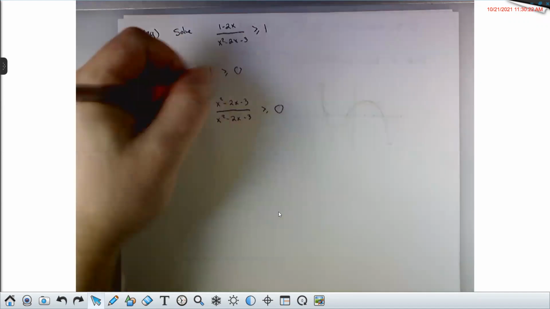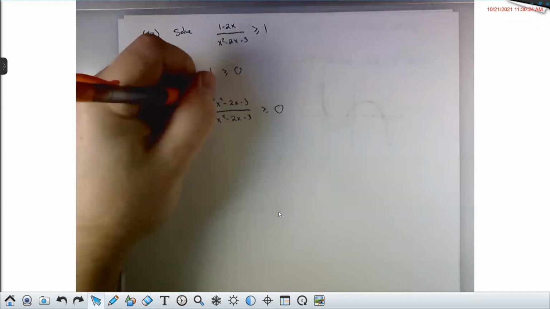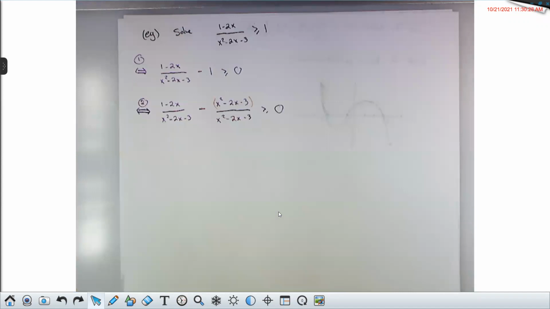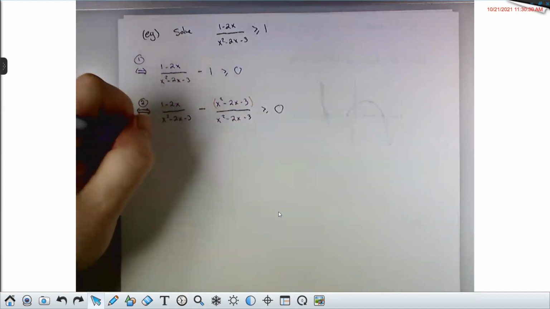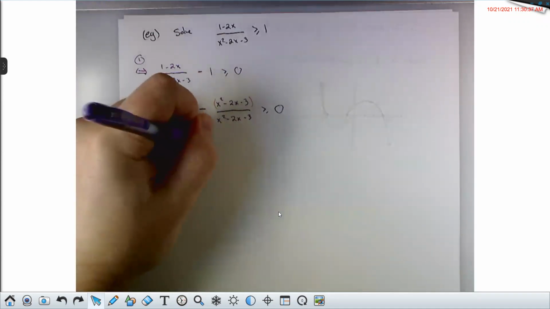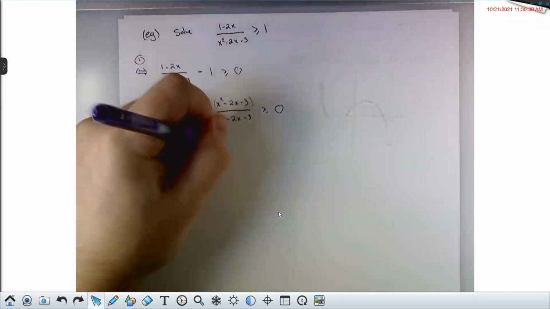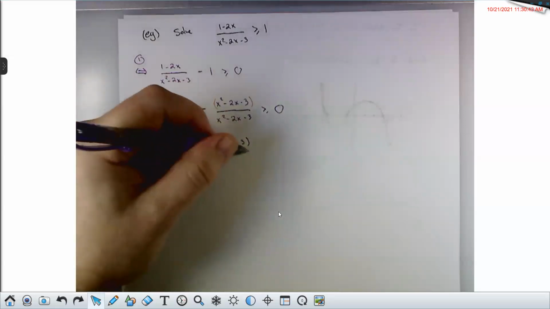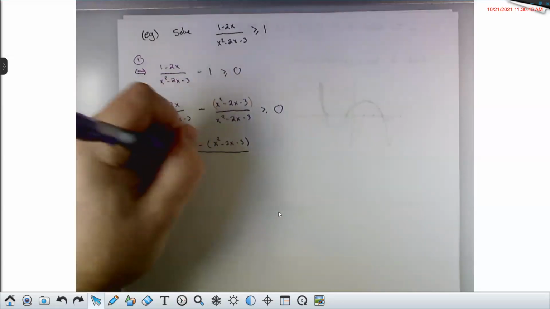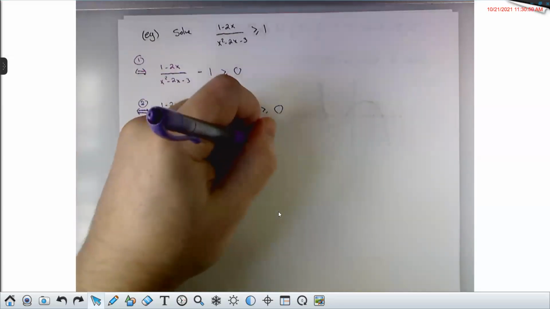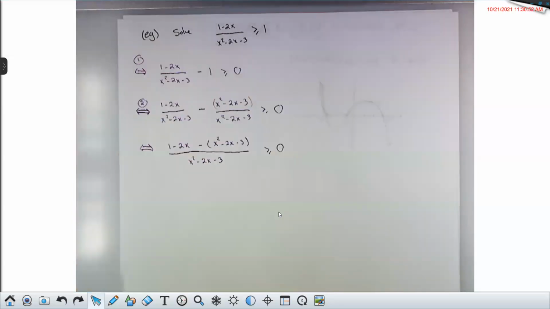I need to remember that the tops and bottoms of fractions are always in parentheses, right? Specifically, this top is in parentheses. So when we subtract, that minus sign is going to need to be distributed. This is 1 minus 2x minus parentheses x squared minus 2x minus 3, all over that x squared minus 2x minus 3, and all still greater than or equal to 0.